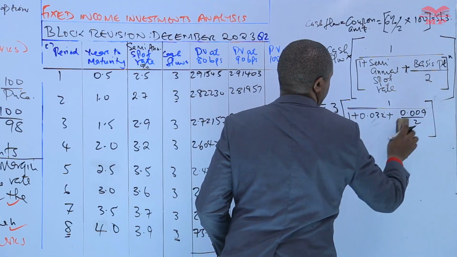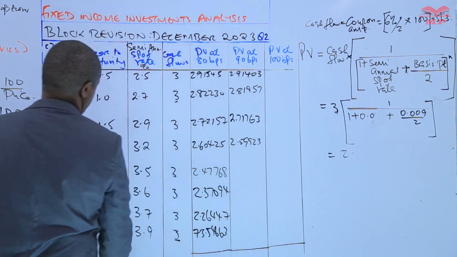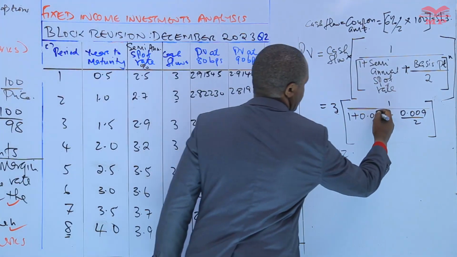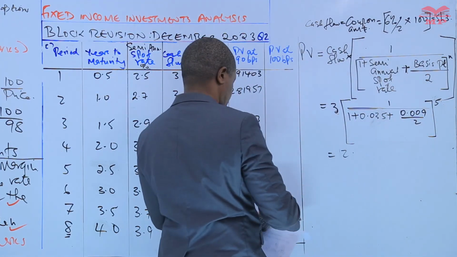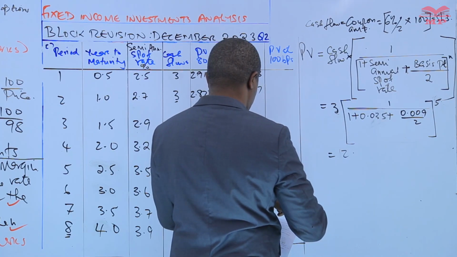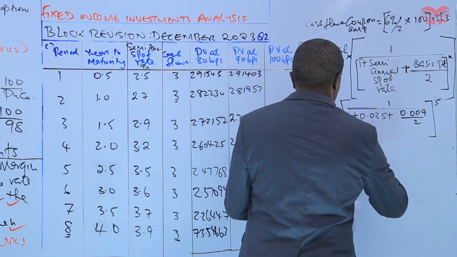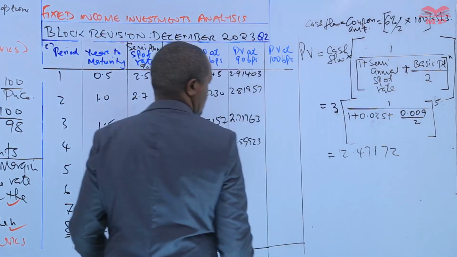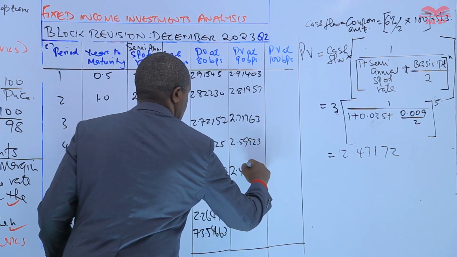Year 5, what is the semi-annual spot rate for year 5? Year 5 semi-annual spot rate 3.5, raised to 5. Year 5 is equal to 2.47172.